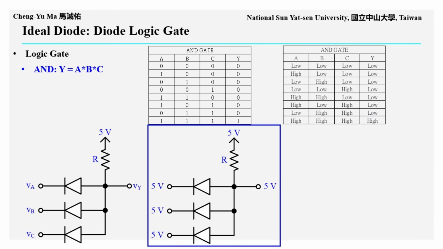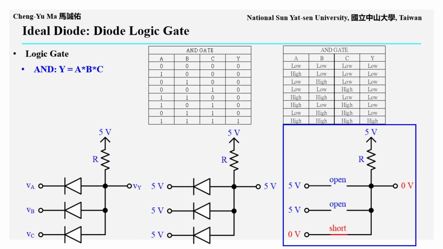If any one of the three input terminals is at the low level of 0 volts, using VC as the example in the figure, the diode connected to that low voltage input becomes forward biased and conducts. This pulls the output voltage down to the low level of 0 volts. The diodes connected to the remaining high voltage inputs are reverse biased and remain open, as shown in the lower right figure.